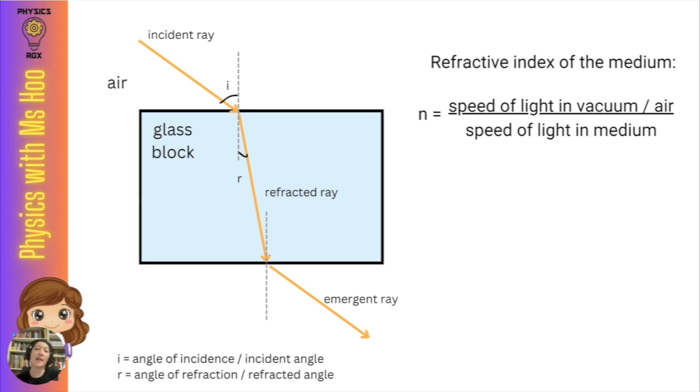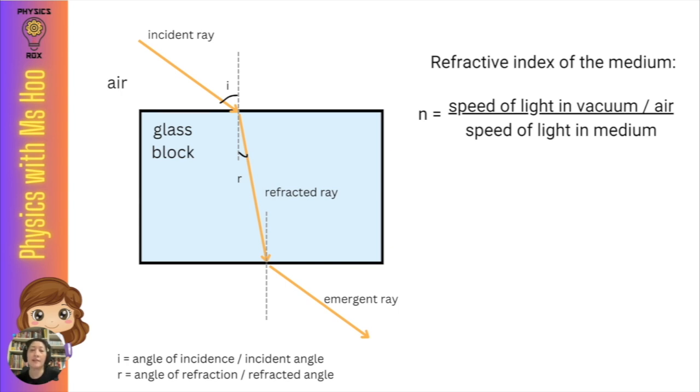The angles are measured from the light ray to the normal line. So it's always measured between the light rays and the normal line. On the top here, you can see I've labeled the angle as I in air, and I've labeled the angle in glass as R. So that's how we measure the angles.